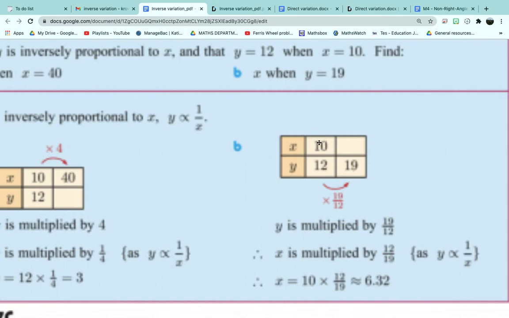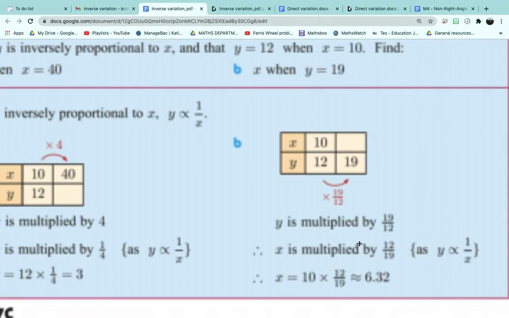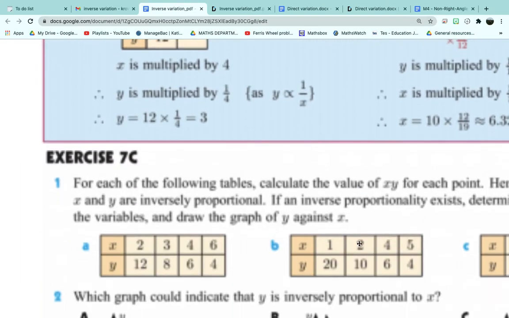Similarly, for this here, the pairs need to multiply to the same thing. So 10 times 12 is 120. So you need to see how many 19s go into 120, and that's 6.32. So the missing number is 6.32. Alternatively, you can do the difficult working out below.